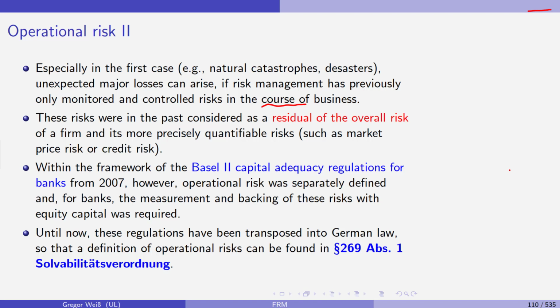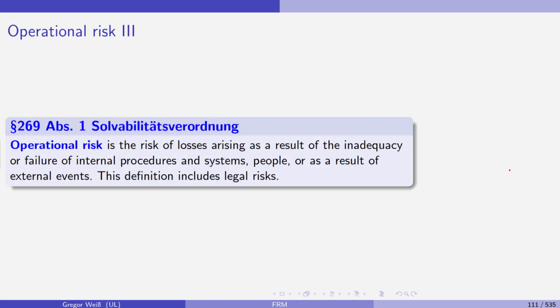269, section 1 of the Solvabilitätsverordnung, so the executive order concerning the solvency of financial institutions in English. So what's the definition? This is the English definition. Of course, the solvency order, Solvabilitätsverordnung, is in German, but this is the English translation.